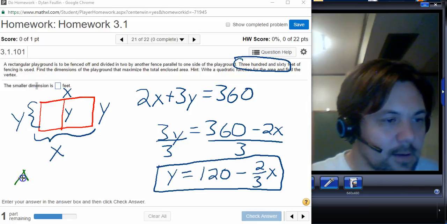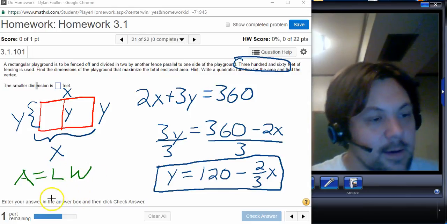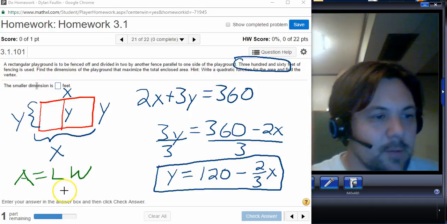All right, so the formula for the area of a rectangle is, as everybody knows, length times width. But in this case, we're not using L and W, we're using X and Y.